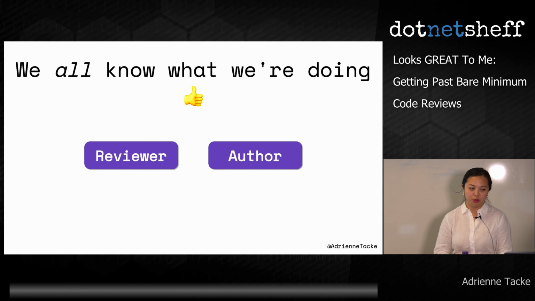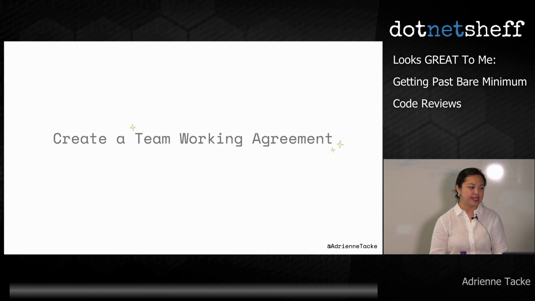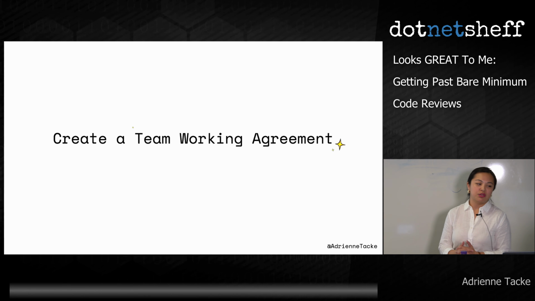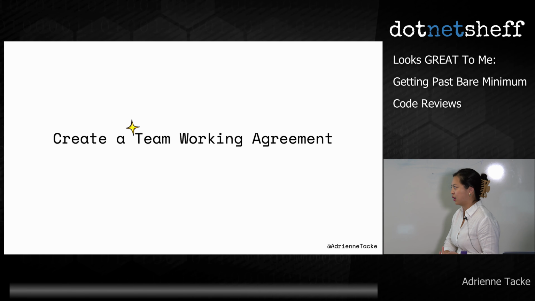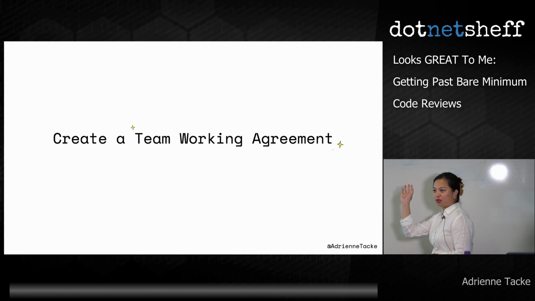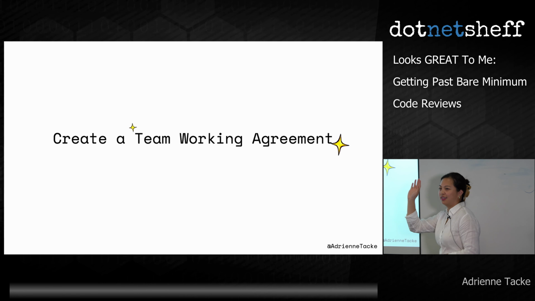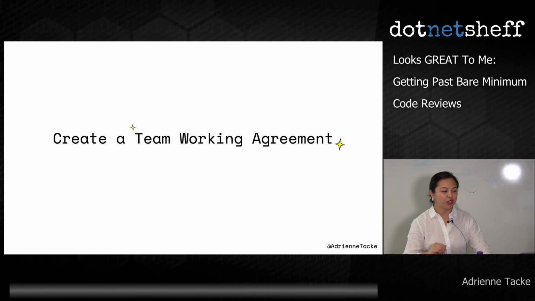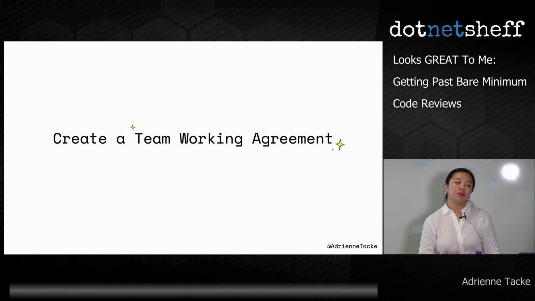So how do we go beyond that? Well, I have a few ideas. The first thing we alluded to is to create a team working agreement. Does anyone here have a team working agreement on their teams? Ah, lovely. Okay. Team working agreement. This came from the world of Agile, Scrum. That might be good or bad for some of you.